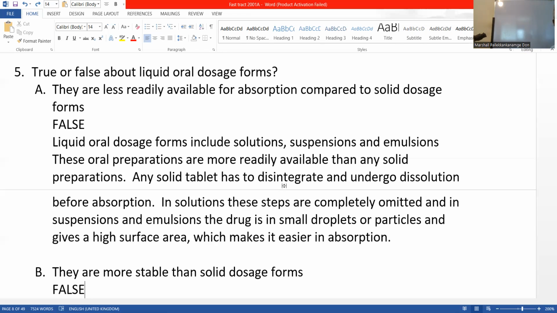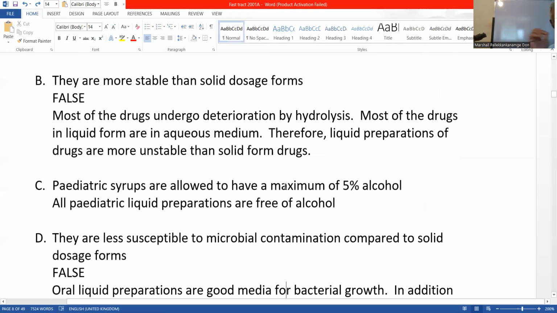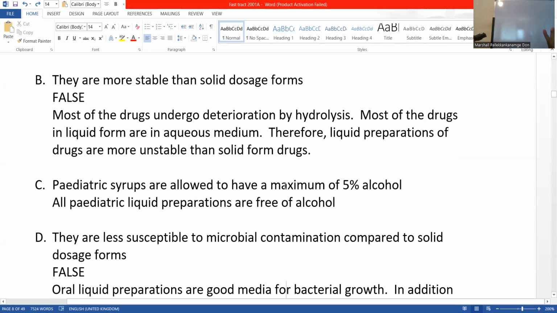So the next part, they are more stable than solid dosage forms. So that is false. The problems in part B are hydrolysis or bacterial action, the action by microorganisms. It may be bacteria or fungi.